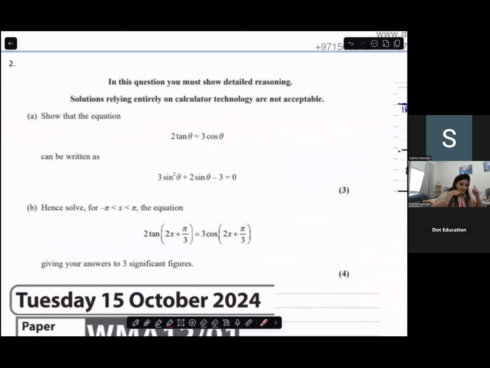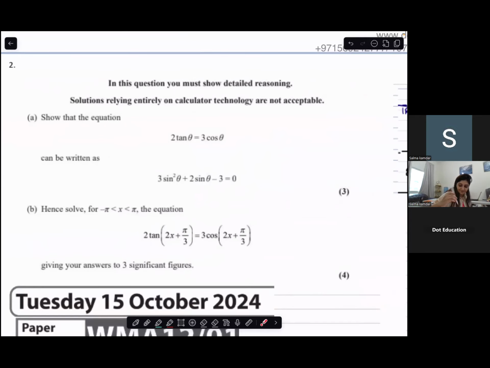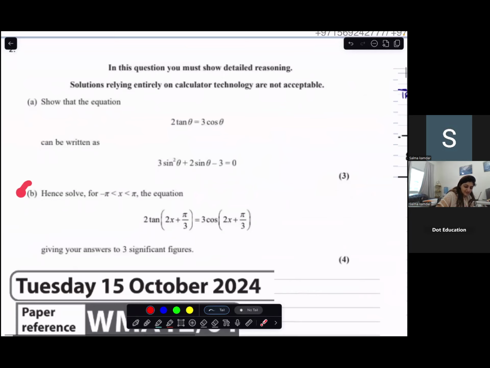After you prove this, now you have the B part of this. Just remember, if you do not know that you're going in your right track or the wrong track, if a sum is for 3 marks, your solution goes for more than 6 lines, rethink, maybe you're trying something wrong. Okay? Now, the B part is for 4 marks. And they say that hence solve for minus pi and pi this equation.